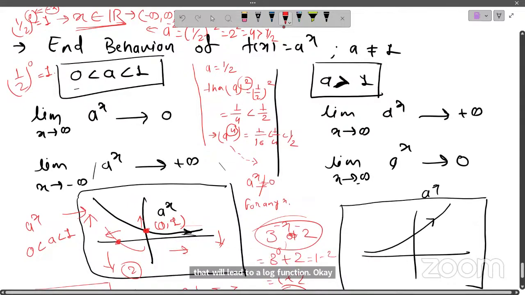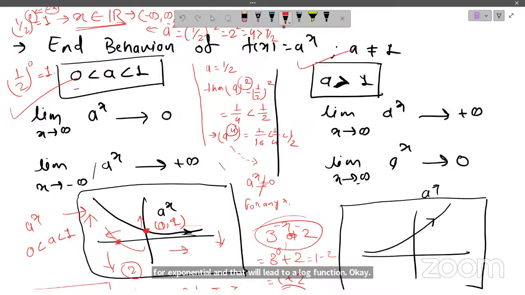Fine. So this case is clear to everyone. I will go to the positive case, a strictly greater than 0. Ma'am, I have a doubt.